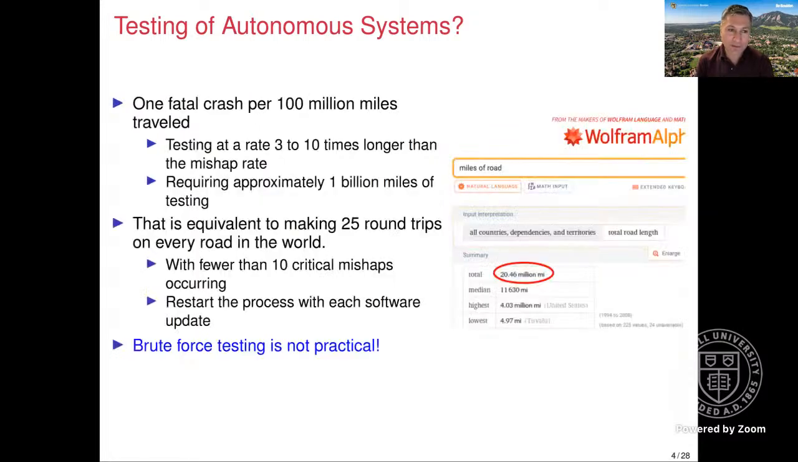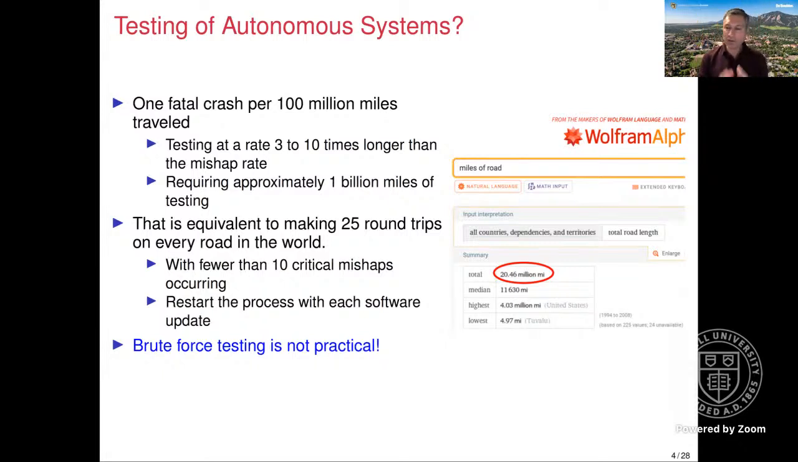So if you want to rely on testing autonomous systems, let's look at these simple statistics. Currently, in the US, we have one fatal crash for every 100 million miles of travel, right? This is the statistic in the US.